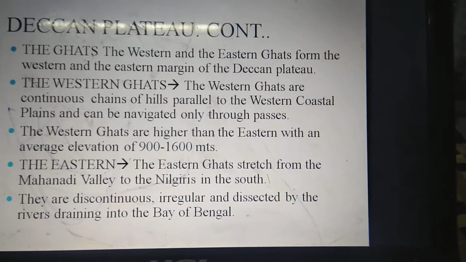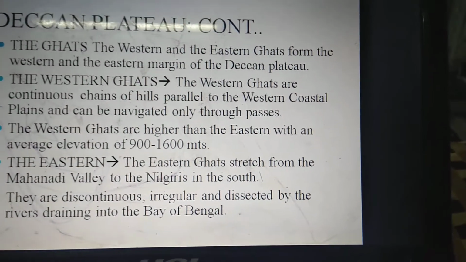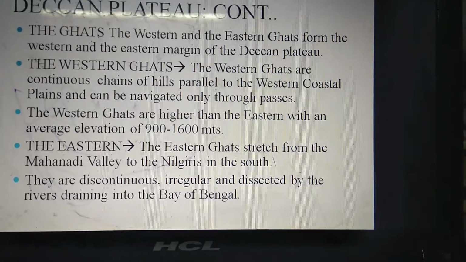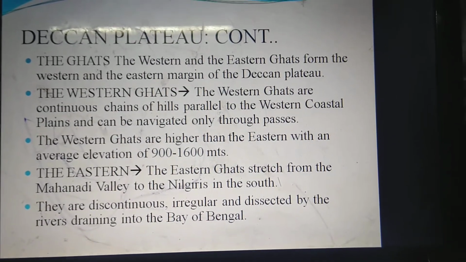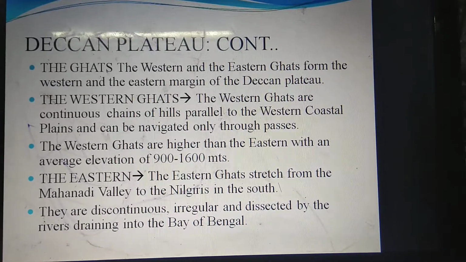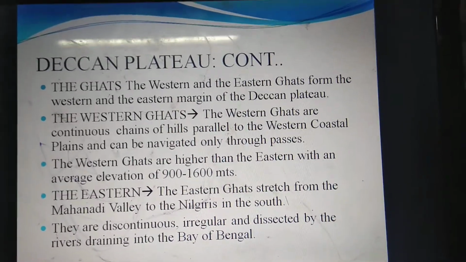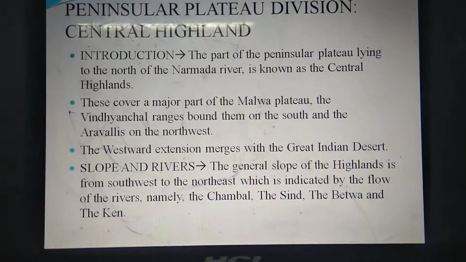On the other hand, the Eastern Ghats stretch from the Mahanadi Valley to the Nilgiris in the south. They are a discontinuous range of small hills, dissected by the rivers draining into the Bay of Bengal, and they are irregular in shape. Whereas the Western Ghats are an almost straight, parallel chain of hills along the western coastal plains.